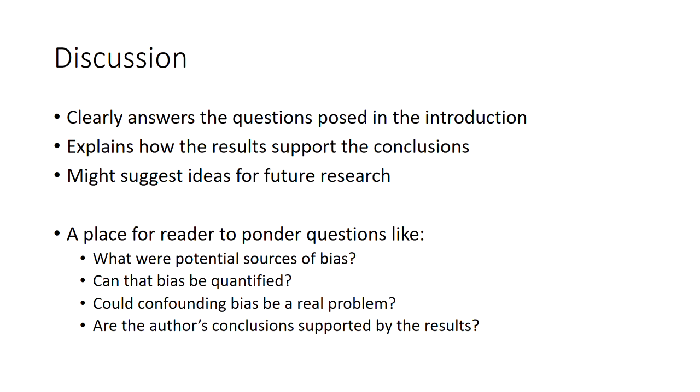So the discussion clearly answers the questions posed in the introduction. This explains how the results support the conclusions, and it might also suggest ideas for future research. So the discussion is a place for the reader to ponder questions like, what were the potential sources of bias? Can that bias be quantified? Could confounding bias be a real problem? Is there anything that wasn't taken into account during the initial study design that might affect the conclusions being drawn? And are the author's conclusions supported by the results?